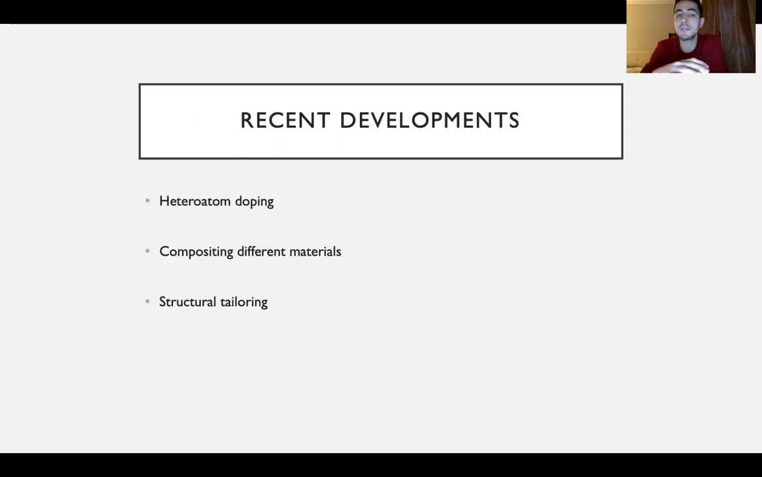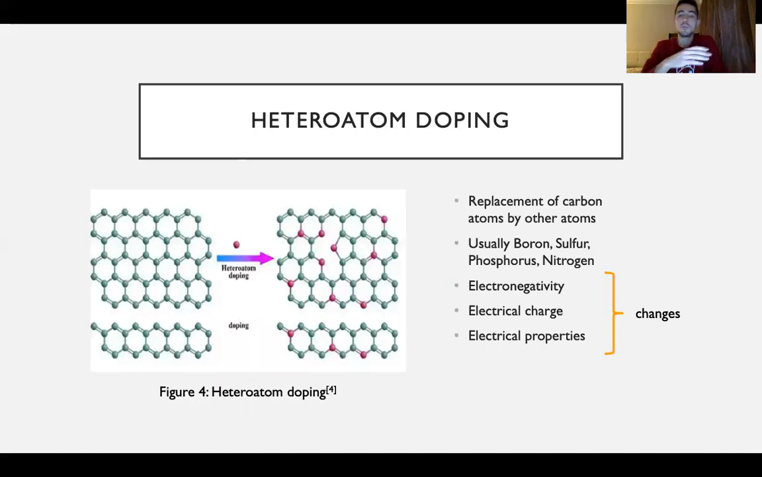In the past 5 to 10 years, there have been a couple of developments in the carbon aerogel field. Heteroatom doping, compositing different materials, and structural tailoring are the methods used to enhance the properties of carbon aerogels. To begin with, heteroatom doping is the replacement of carbon atoms by other atoms. These atoms are usually boron, sulfur, phosphorus, and nitrogen. By performing this process, the electronegativity, electrical charge, and electrical properties of the material change.